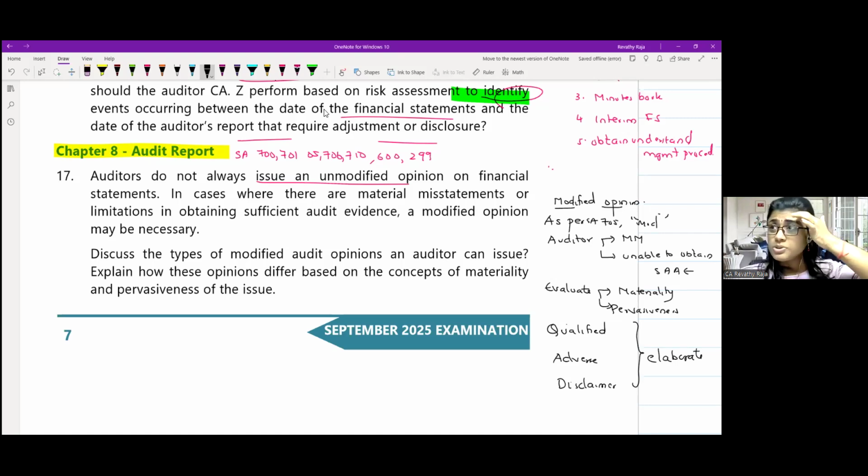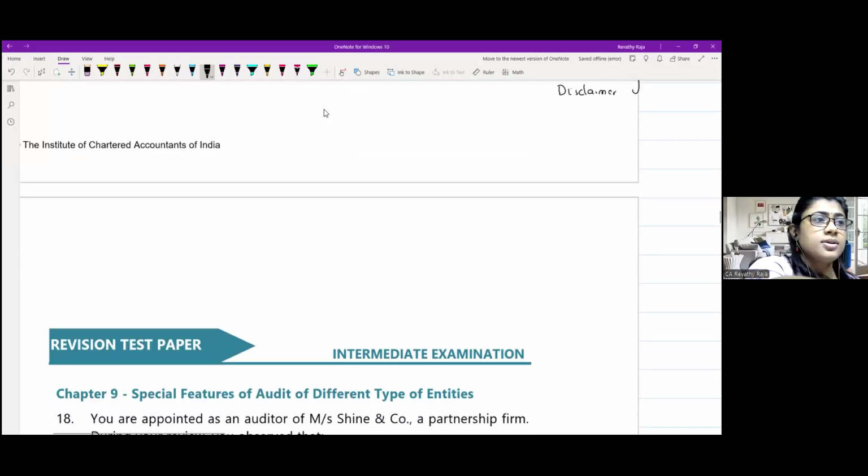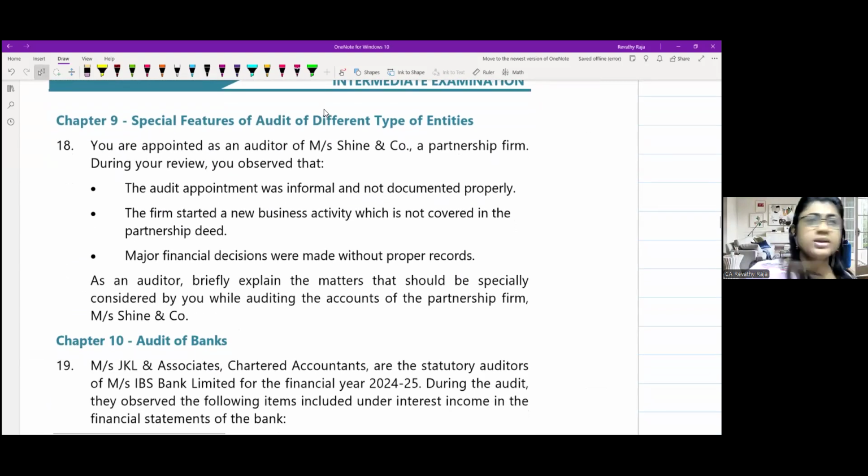And again we proceed, 18, 19, 20. Hello, guys. Quick. Chapter 9, audit of different types of entities. There are 14, 15 audits.